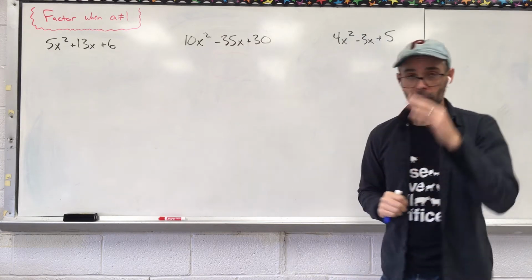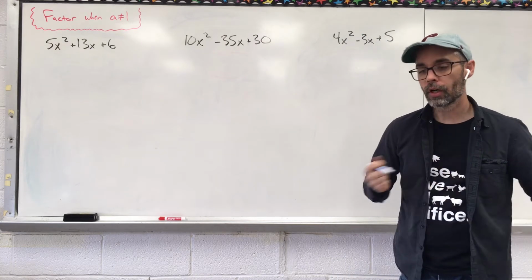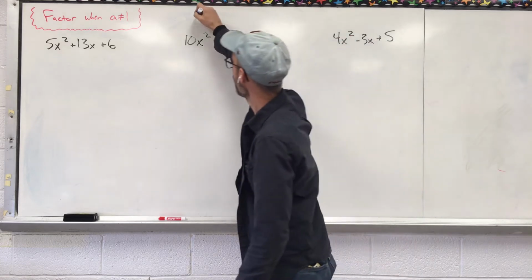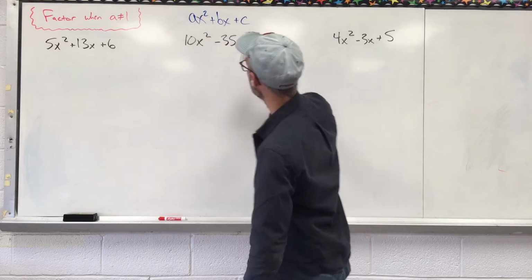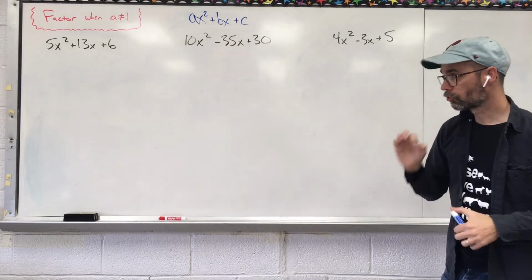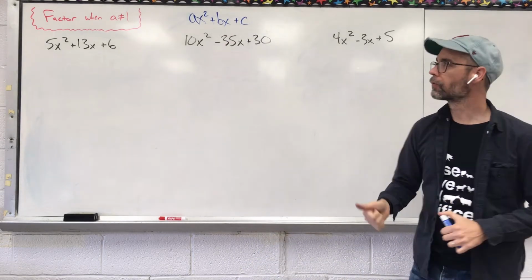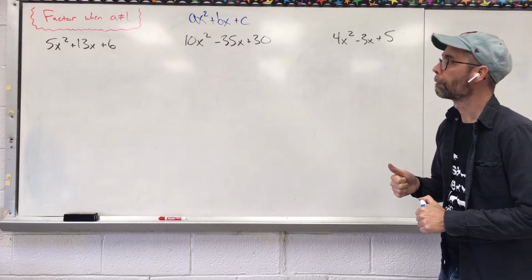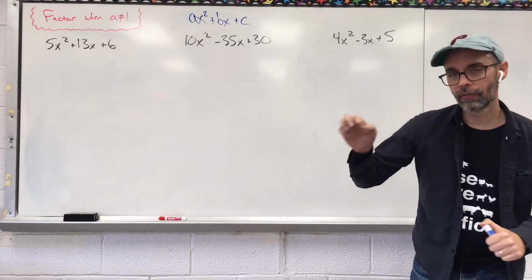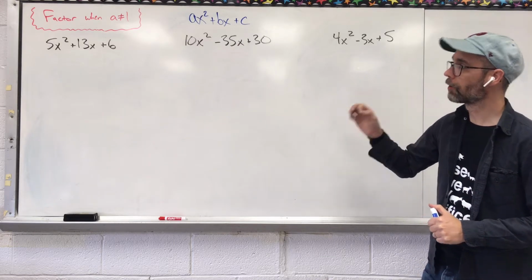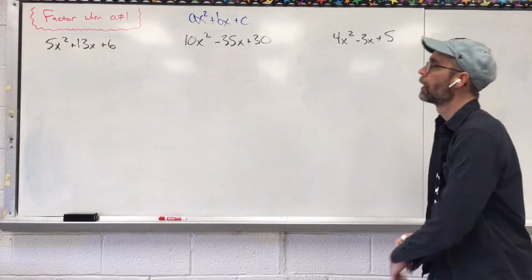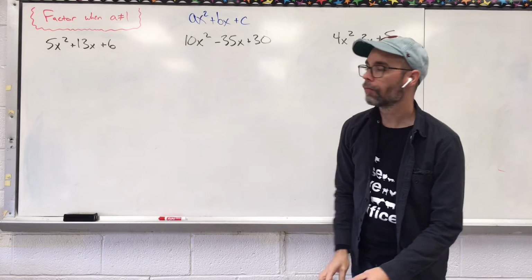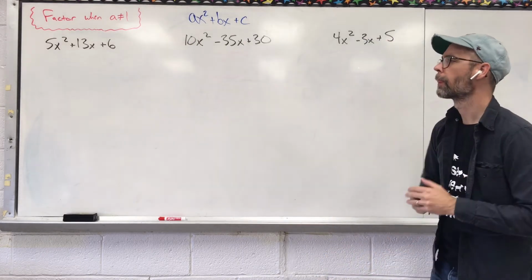Today we're going to look at factoring quadratics when a is not 1. What that means is if you had standard form, ax squared, bx, and c, a quadratic, something with an exponent of 2, and the number in front of the x squared is not 1, that's what we're going to be dealing with here today. So 4, 10, 5, all that kind of raises a little problem.